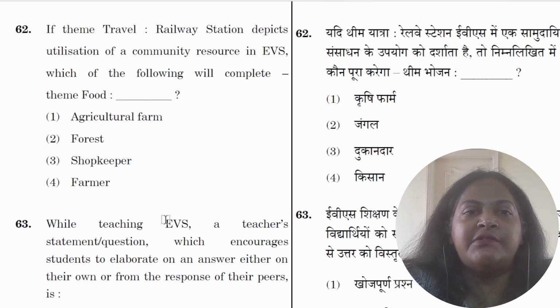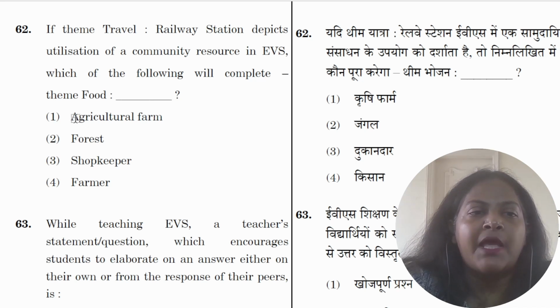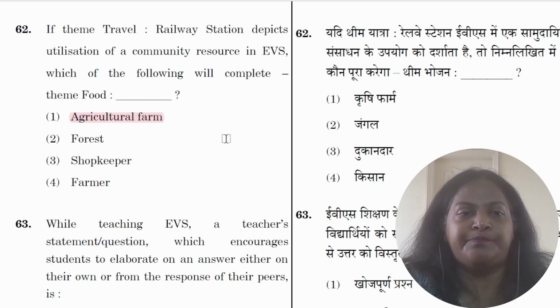If the theme travel is to railway station, which depicts utilization of a community resource in EVS, which of the following will complete the theme food? So for food, we will have agricultural farm because that will be a community resource.